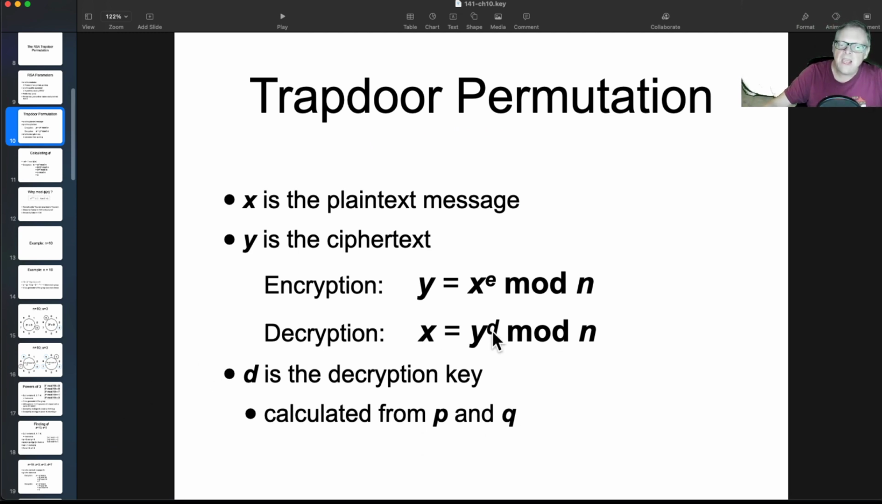And you can't get D without knowing P and Q, which are the secrets, and that's what the security of the system relies upon: that you cannot take N and derive P and Q from it, which is the factoring problem, which has been known to be hard for thousands of years. In practice, although never proven to be absolutely mathematically hard, as I was talking about last time, there's no known way to do it quickly.